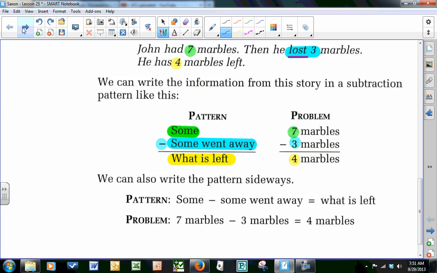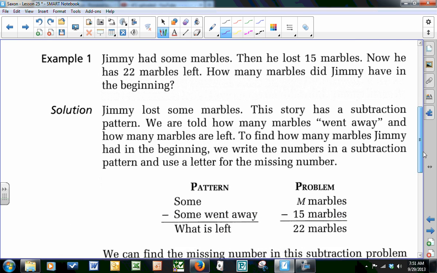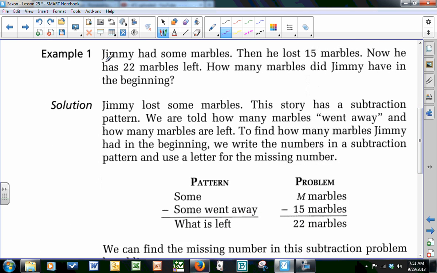Okay, let's go to the top of the next page and look at our first example. Here we have Jimmy, and Jimmy had some marbles. Okay, so let me underline that. He had some marbles. Let me change over to my pen here. I like that better. A little more control. So down here in our pattern, we have some. Now the word some indicates that we don't know the exact number. So we're going to write a variable. And why not pick M for marbles?